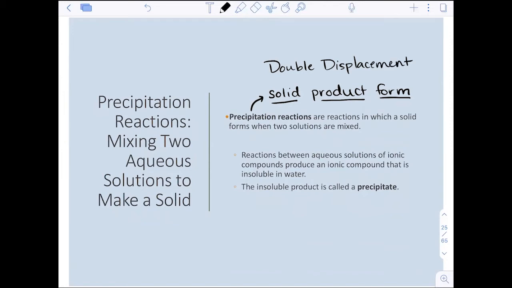Also sometimes called double replacement, same idea. We're going to see two ionic solutions, they're aqueous, that are going to be mixed together, and the ions do a do-si-do. The ions are going to swap, and we'll be able to look at those products and see, is there one product that is technically insoluble in water? And that insoluble product is going to be called the precipitate.